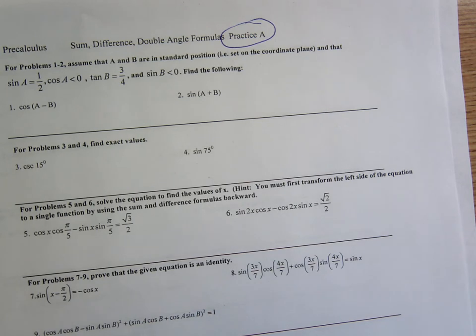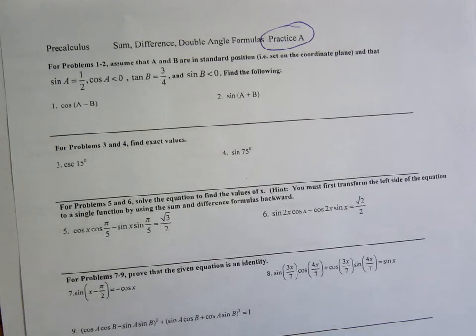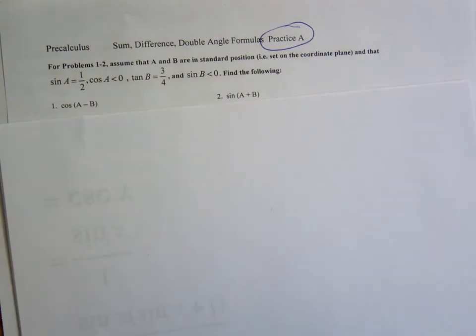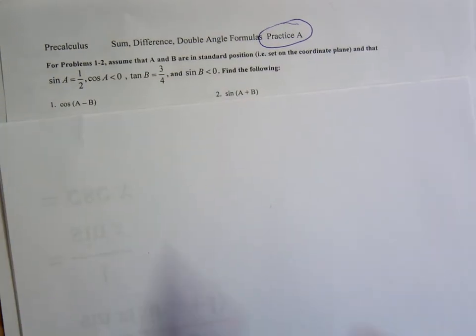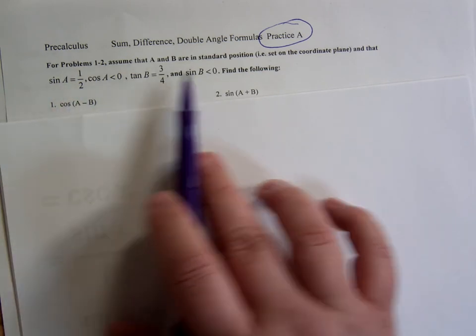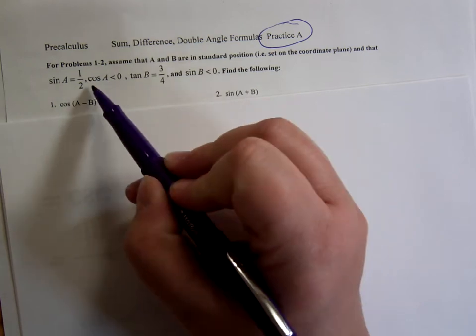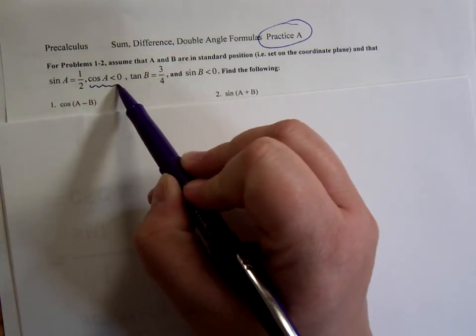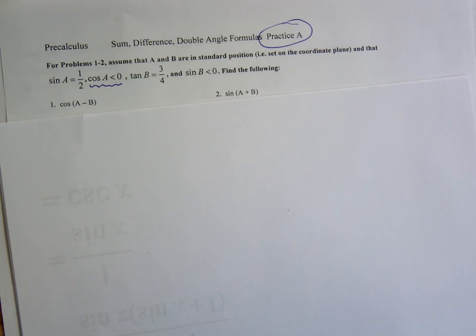assume that A and B are in standard position and that the sine of A is 1/2, cosine of A is less than 0, tan of B is 3/4, and sine of B is less than 0. Here's the deal. We've got 2 angles, and what they're telling me is I need to draw a triangle. I need to draw a triangle for angle A, and I need to draw a separate triangle for angle B. This is not the standard way we are usually told what quadrant to draw it in, but this is just another way of doing that.